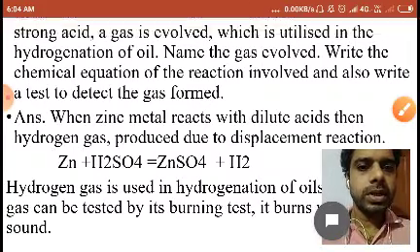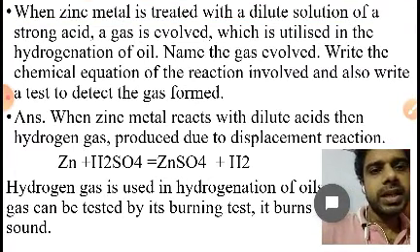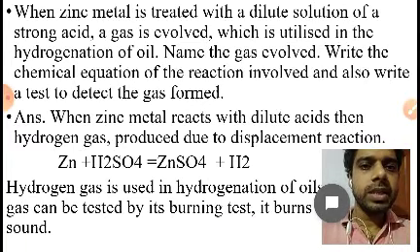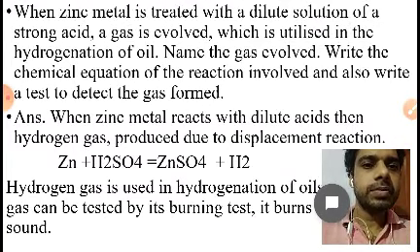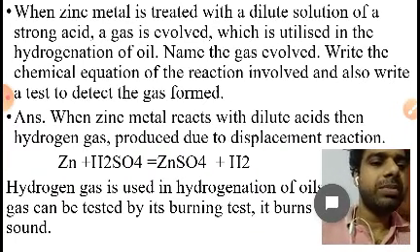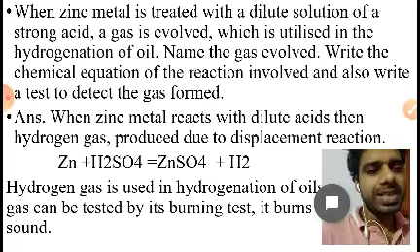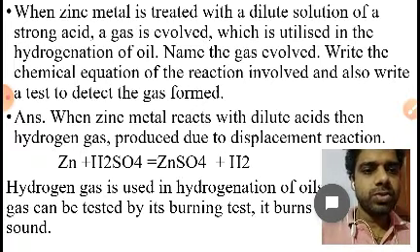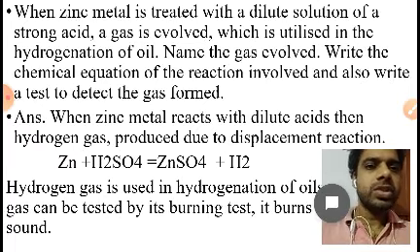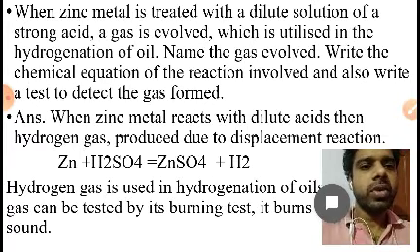Okay, dear students. So now the second question you can see here. When zinc metal, you have to note down, zinc metal is treated with a dilute solution of a strong acid, and it is not given which type of acid. A strong acid is given, but HCl or H2SO4, it is not given. A gas is evolved which is utilized in the hydrogenation of oil.